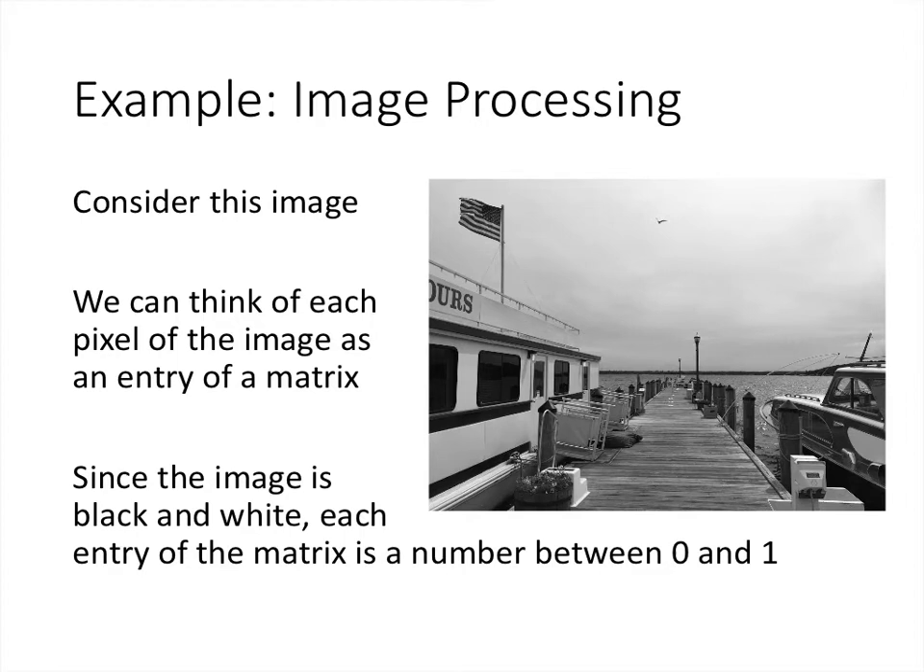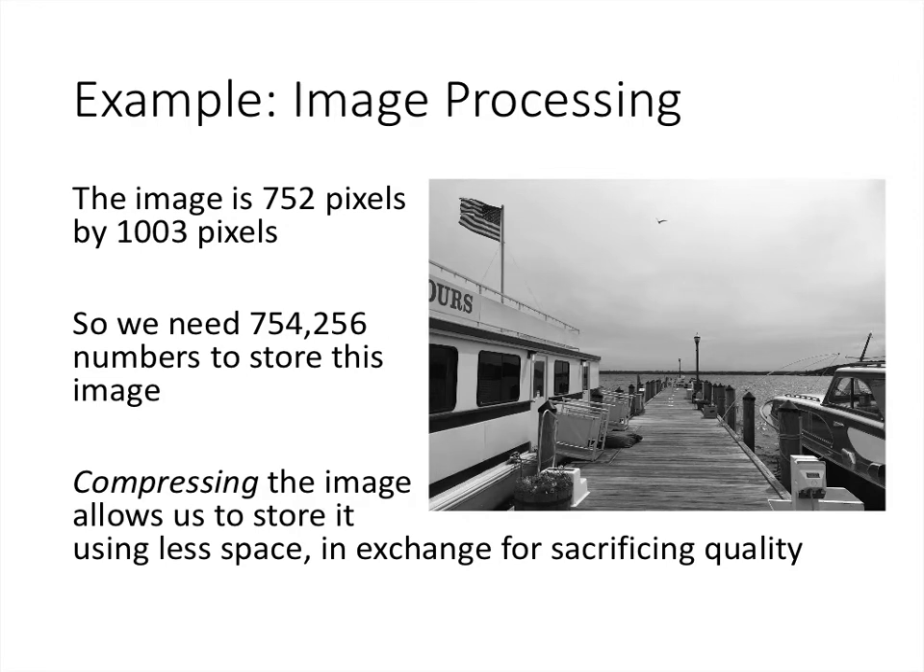Well, let's consider this image. We can think of each pixel of this image as an entry of a matrix. And since the image is in black and white, we can think of each entry of that matrix as being a number between 0 and 1, where 0 might represent black and 1 represents white, or vice versa. Now this image happens to be 752 pixels by 1003 pixels. So if we wanted to represent this image accurately, we would need 752 times 1003, which turns out to be 754,256 numbers between 0 and 1 to store this image.